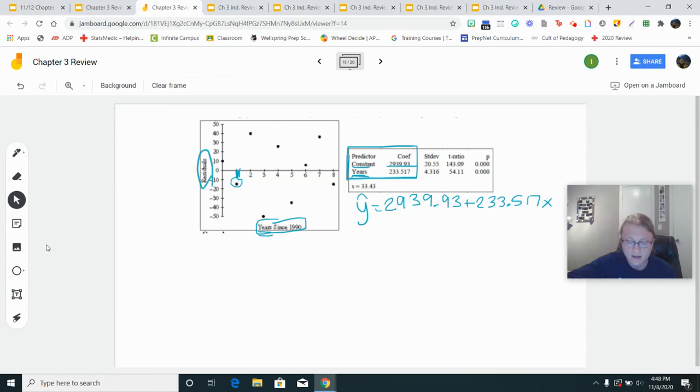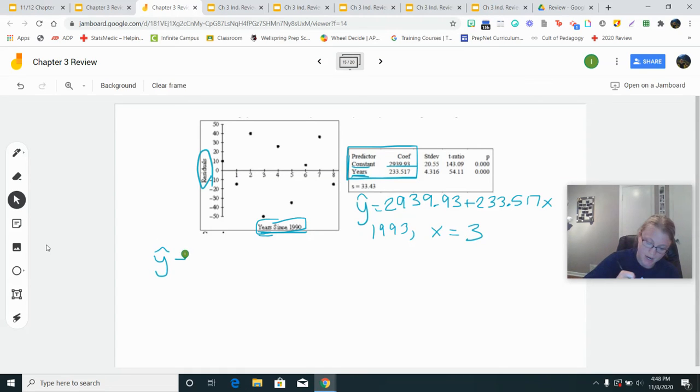So let's just say I wanted to make a prediction with it. So we know how to do that, right? So let's make a prediction with our line. Let's do the year 1993. Since we're looking at years since 1990, that means x equals 3. So let's plug that in and just see what we get.